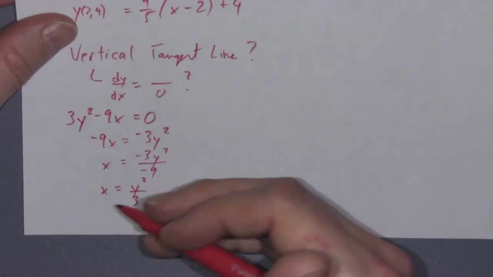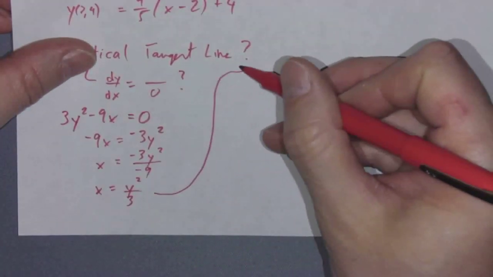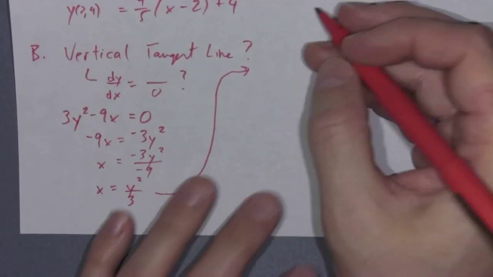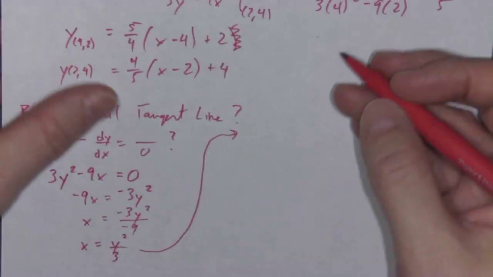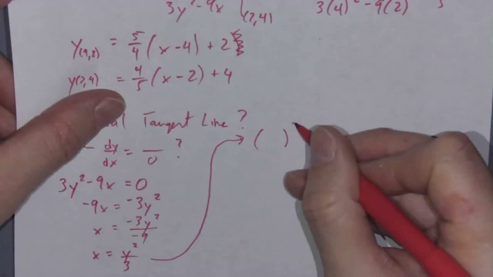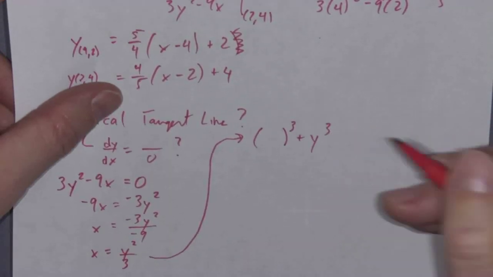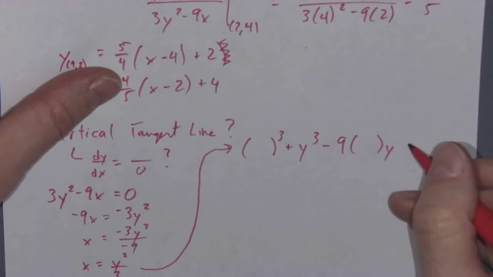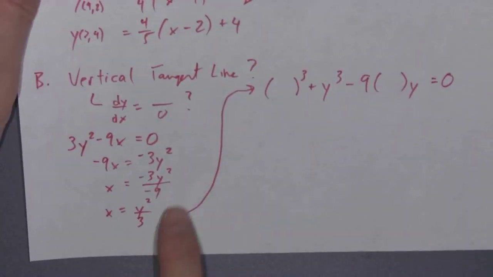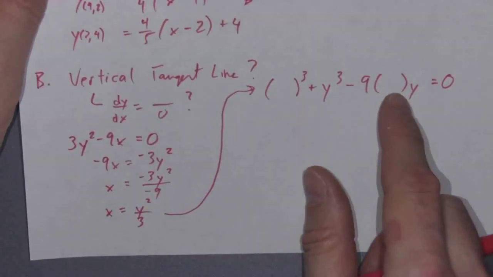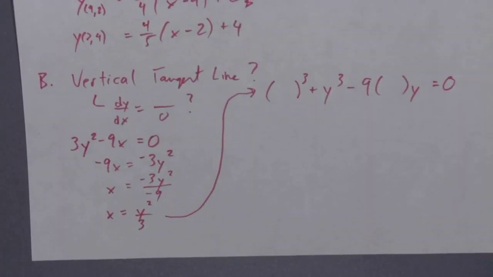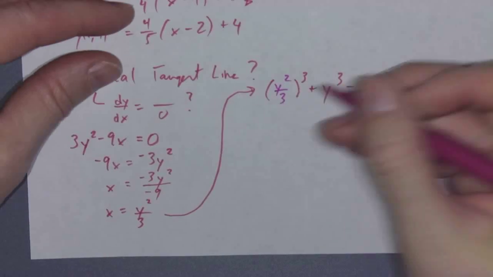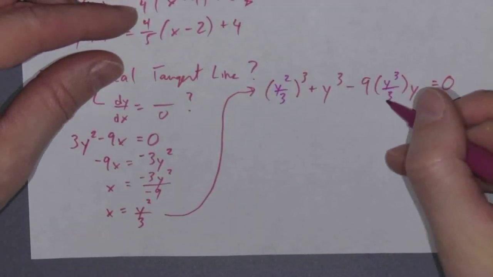All right, now this x is going back into the original equation. We're going to rewrite this as x to the third power plus y to the third. We're not substituting that one out, again because I don't want to take the square root of y and do some extra work. I'm going to take the x out and replace it with y squared over 3, y squared over 3.